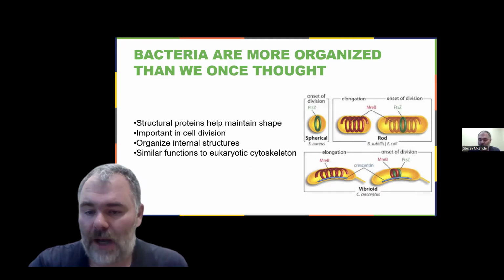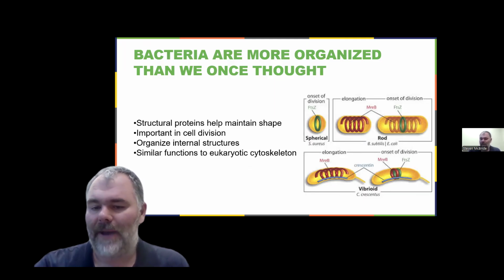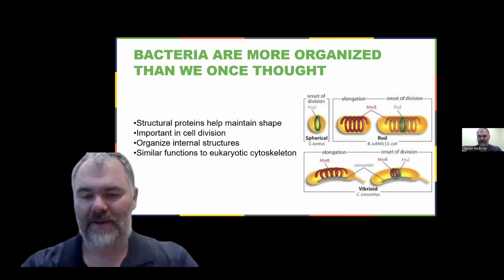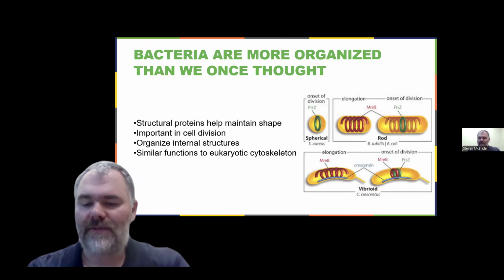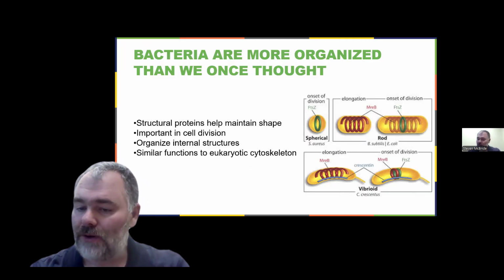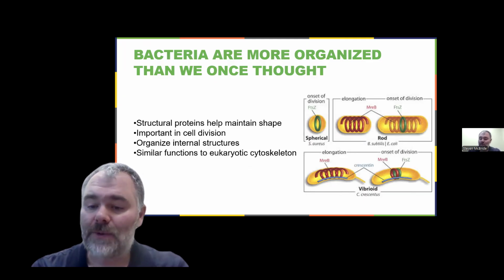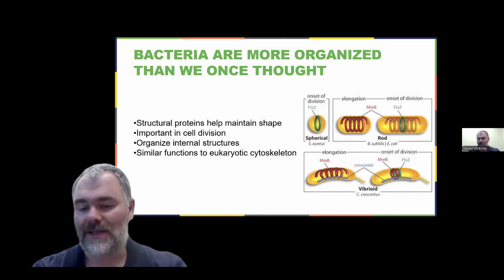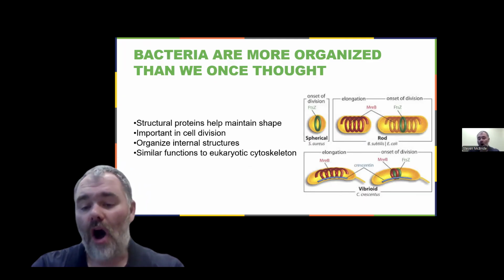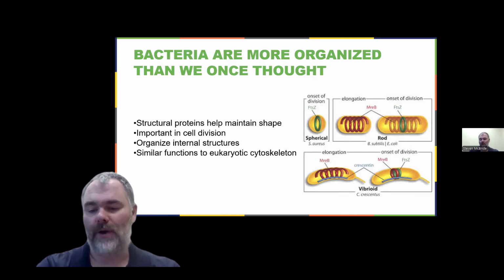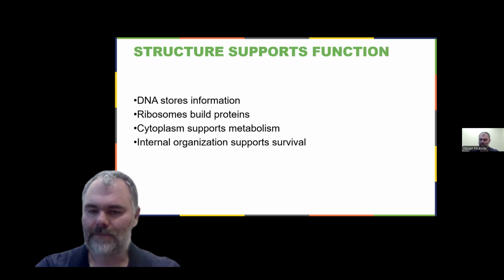For a long time, scientists thought prokaryotic cells lacked internal organization, but modern research has shown that bacteria are much more organized than we once believed. Many bacteria contain structural proteins that function similarly to components of the eukaryotic cytoskeleton. These proteins help maintain cell shape, assist with cell division, and help organize materials inside the cell. Some bacterial proteins even help position chromosomes and cellular structures within the cell. So, although prokaryotes do not contain membrane-bound organelles, they still possess sophisticated internal organization.